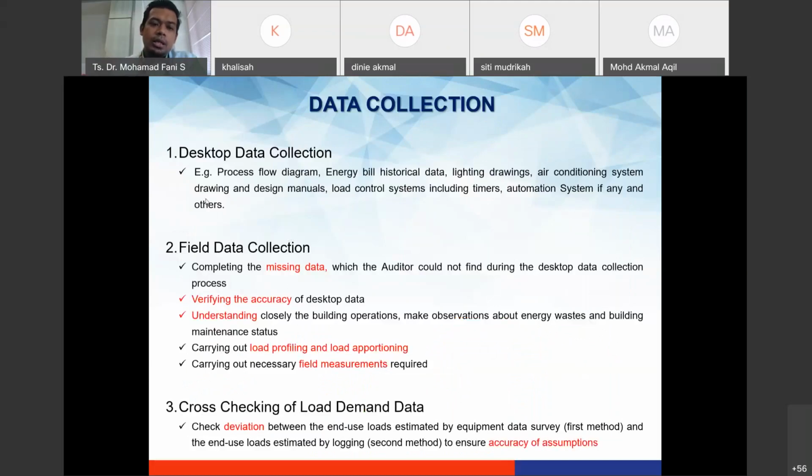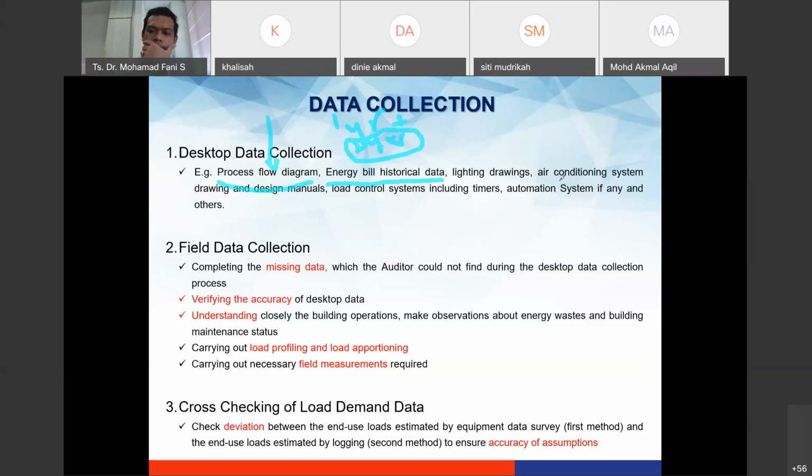Data collection: desktop data collection and field data collection. We go to the data collection, okay. The next step, number 3, data collection after the on-site survey. So data collection for the process diagram, the picture one. If you go to the SME factory, the process diagram must be there. Take the picture, or you can ask the factory owner for a copy for the report later on. Energy bill, historical data: at least get 1 year of data, and the best is 2 years, because when you get 1 year, the other year is for confirmation of this kind of historical data.